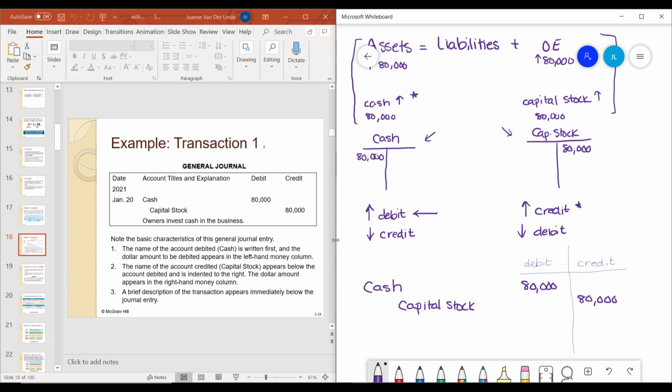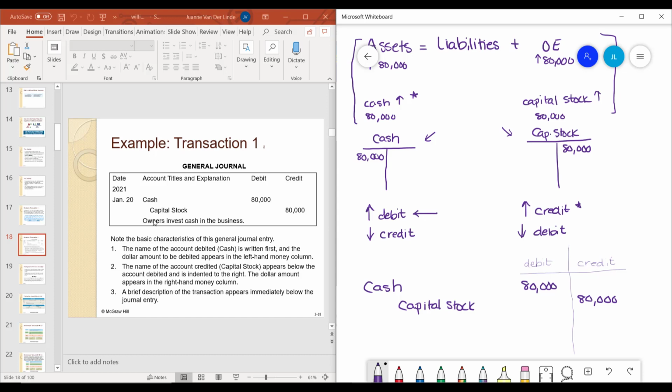And see, this reflects what the T accounts look like, right? We debited cash on the left, just like in the T account, and credited capital stock on the right. And usually you'll always want to date these journal entries. I'm not going to do all the dates here just because we're working through this, but in the PowerPoint here, you can see all the details.